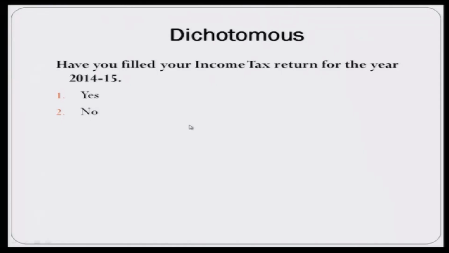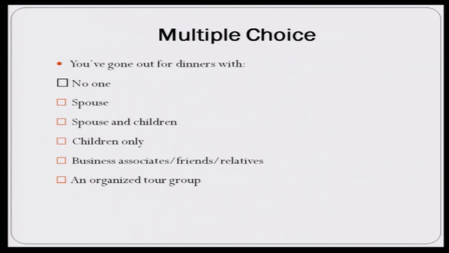So, there are different types of scaling which are possible. This is a dichotomous scale, where you have two types of responses, yes or no, or could be any other thing, like have you filed your income tax return for the year 2014-15, and it can be answered in yes or no. Then you have multiple choice type of questions, like you have gone out for dinner, here you can answer more than one, you can check more than one box, whether you have gone along with your spouse or your children, spouse and children, and your friends, your business associates.